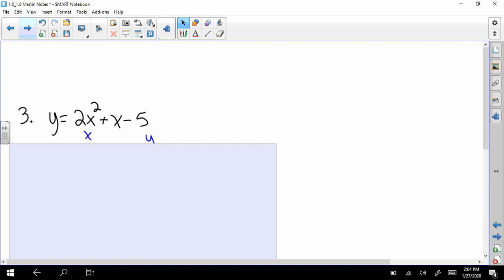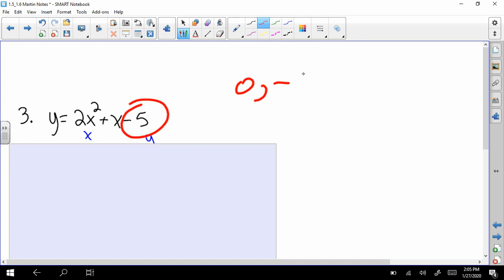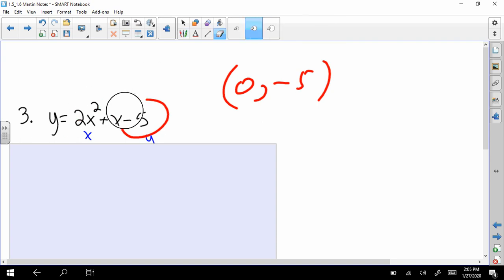You try another one there. 2x squared plus x equals -5. If I put the 0 in for the x's, I can immediately see what my y-intercept is. It's 0 for x and -5 for y, because this term drops off and that term drops off, and I get y equals -5. So that's straightforward.